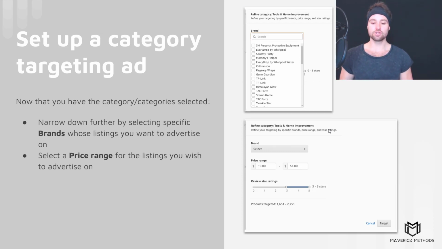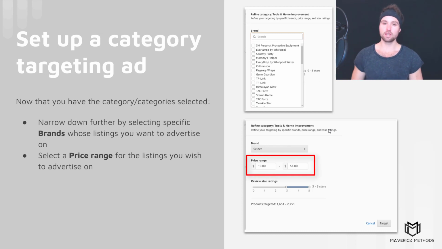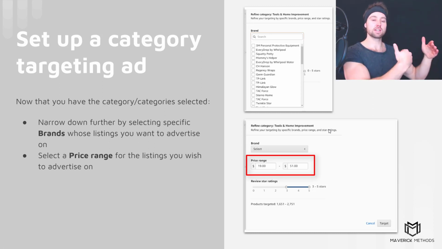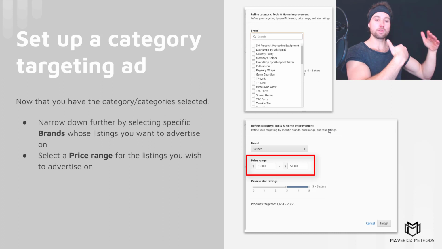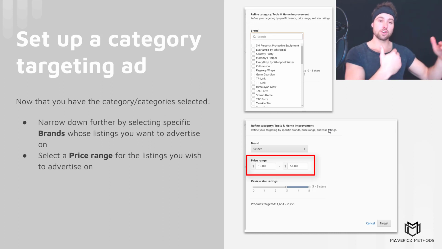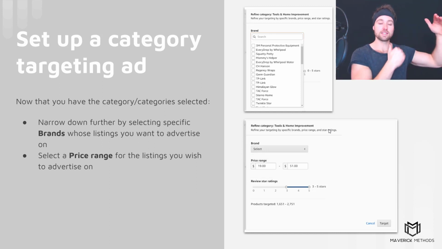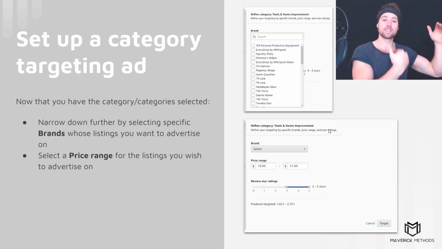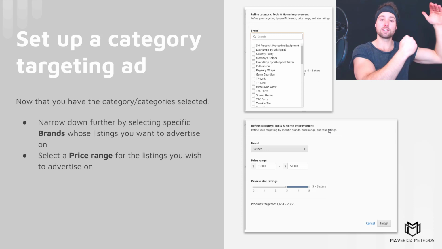Next, you can also choose the price range. So maybe the item that you're selling is a premium priced item, and so you're only looking for the premium priced customers and therefore the premium priced offerings. So you could choose to place this range a little bit higher and target in on only those customers willing to pay for that higher quality item.